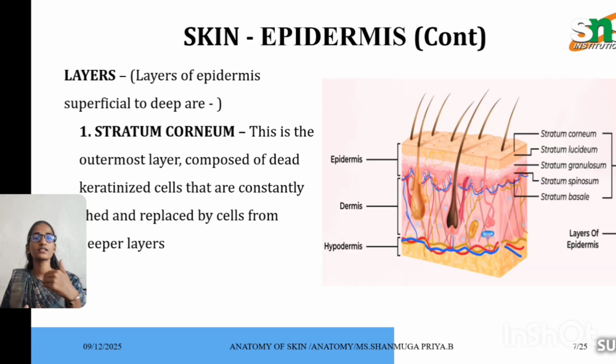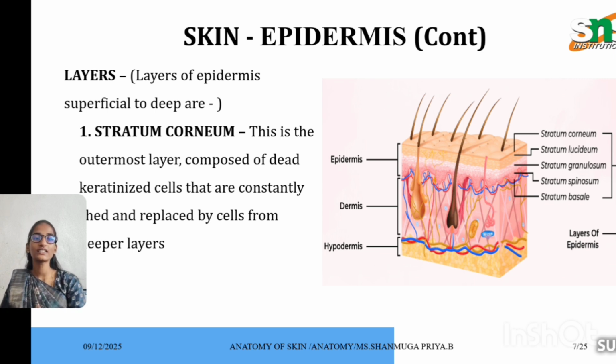The next thing we are going to see is the epidermal layers. There are mainly 5 layers. From superficial to deep, they are named as stratum corneum, stratum lucidum, stratum granulosum, stratum spinosum, and stratum basale. The first one is stratum corneum. This is the outermost or superficial layer, and it is composed of dead keratinized cells that are constantly shed and replaced by the cells from the deeper layers.